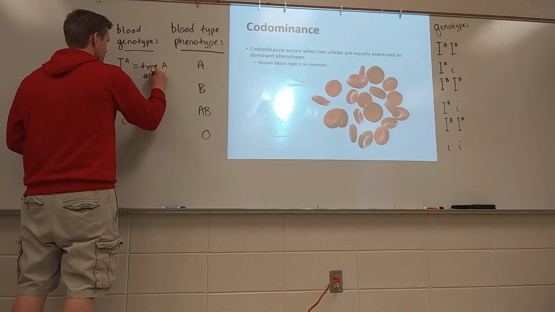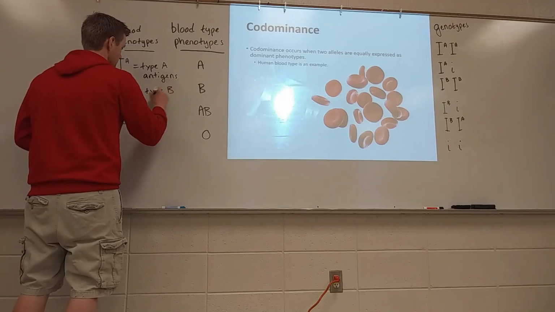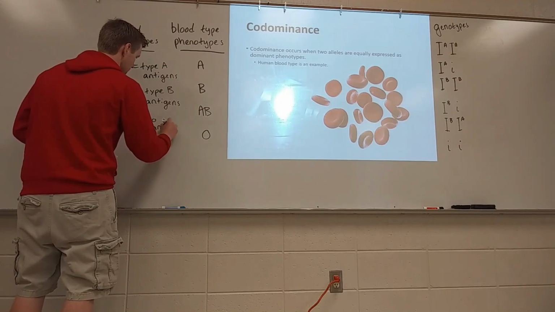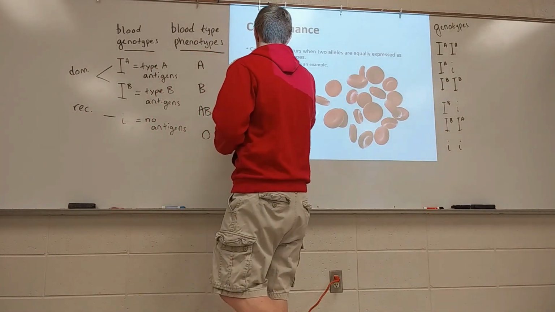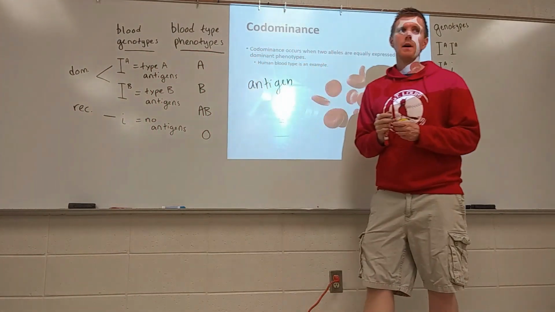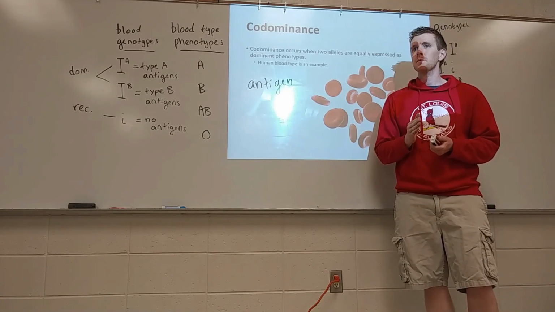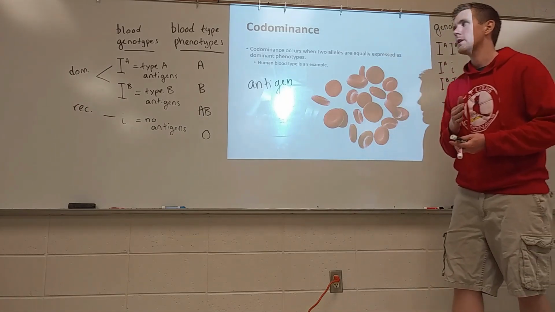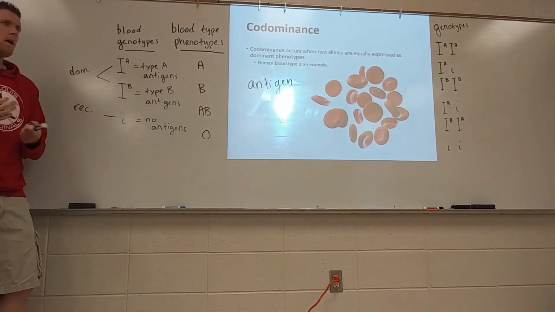Type A blood produces type A antigens. Type B blood produces type B antigens. The recessive allele codes for producing no antigens. What's an antigen? It's something that your body would ordinarily recognize as a foreign, potentially dangerous substance, and it would react accordingly. However, if you have the genes that code for the production of a certain type of blood antigen, your body knows that it's supposed to be there and it won't attack it.